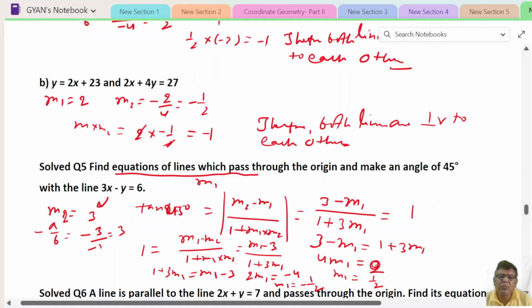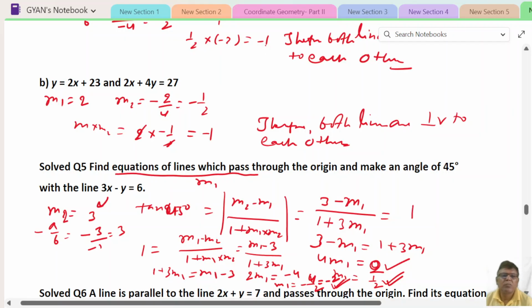So m1 is equal to 2 by 4, 2 by 1 half. This is equal to minus 2. Yes. 2m1 is equal to 4. So then 4 by 2 is equal to minus 2. So one m1 is 2 and one m1 is minus 2. One m1 is half and another one is minus 2.